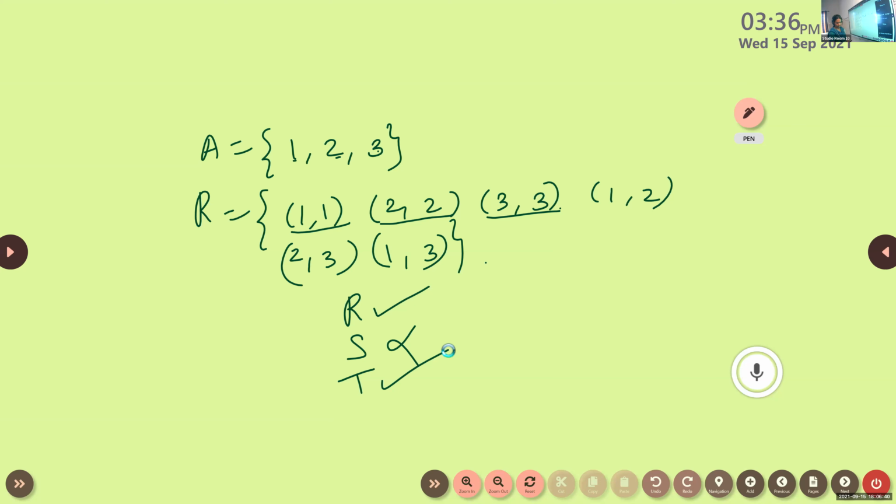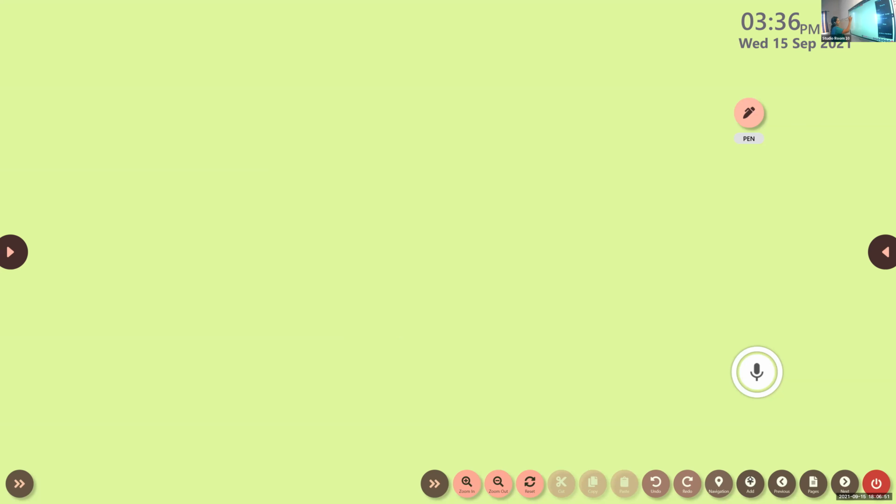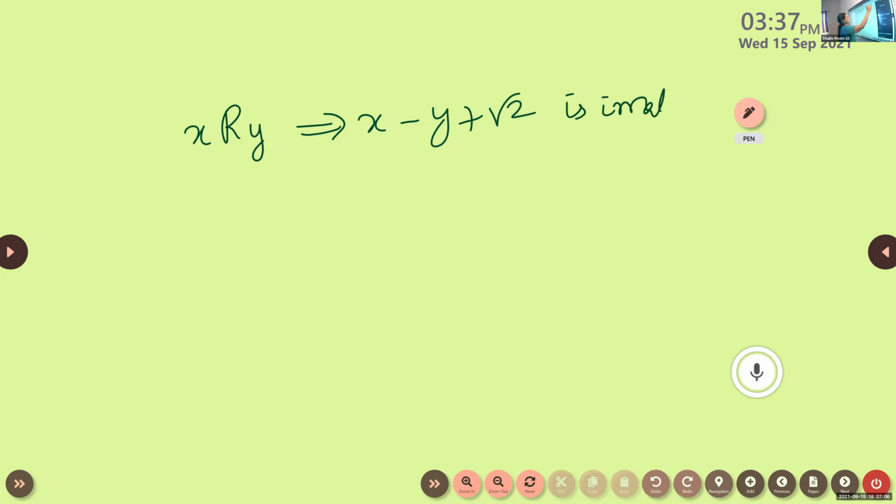Write the next one. For all real numbers x and y, x is related to y if x minus y plus root 2 is irrational, for all x, y belonging to R. If we subtract two numbers and we get an irrational number after adding root 2, then they are related. Now we have to check whether the relation is reflexive, symmetric, and transitive.